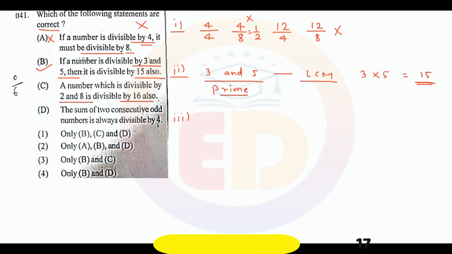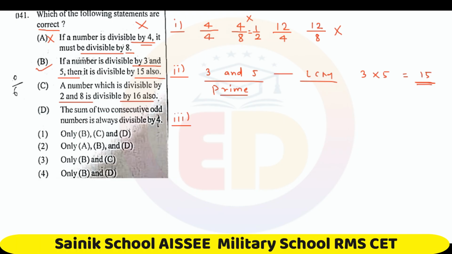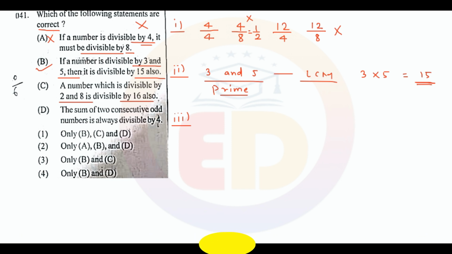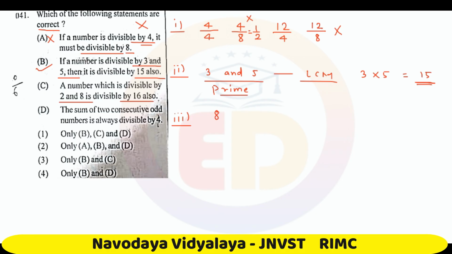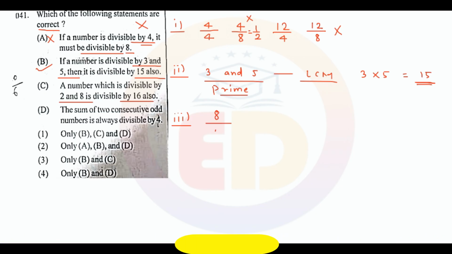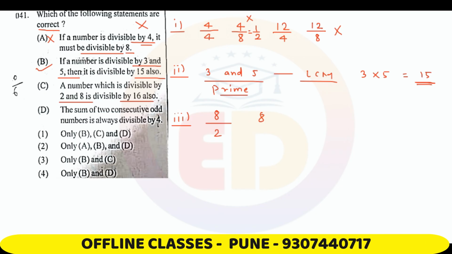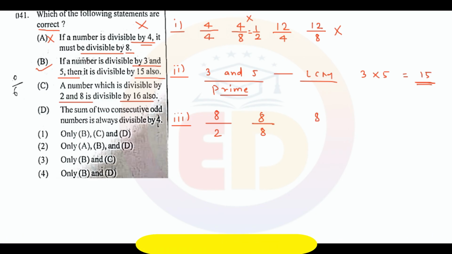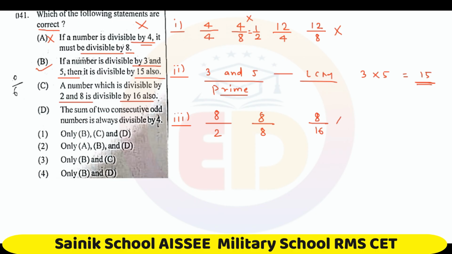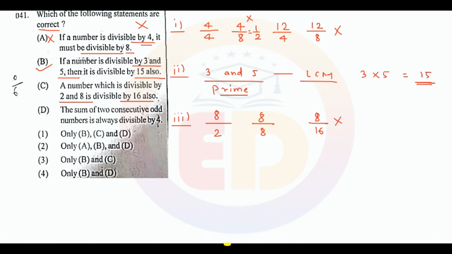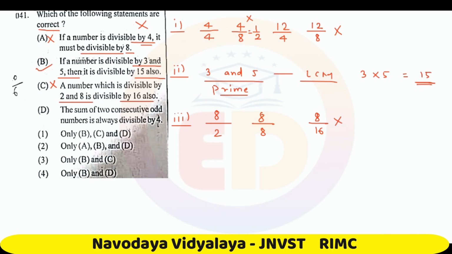Pay attention. A number divisible by 2 and 8. Let's take an example of 8. Is 8 divisible by 2? Yes. Is 8 divisible by 8? Yes. But is 8 divisible by 16? No. So looking at this logic, option C is also wrong.